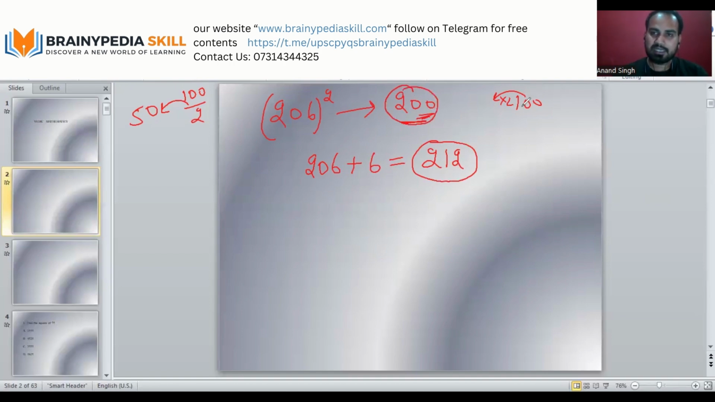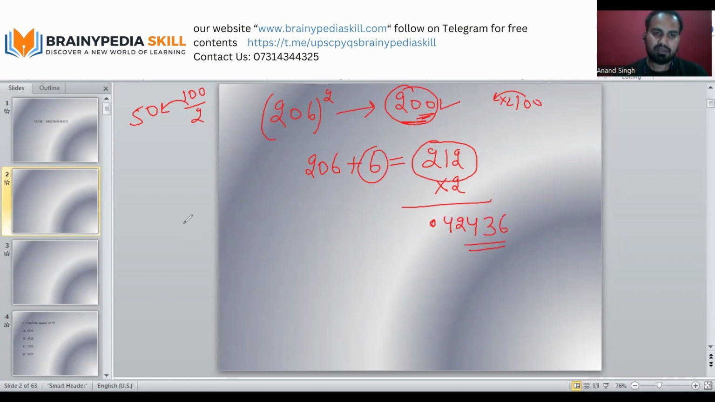Up to this particular point, just remember that we have twice the base, right? We have multiplied 100 by 2, then we have got the base as 200. Similarly, we have to multiply this number by 2, that will be 424, right? And what is the square of 6, guys? So 36. So 424, 36 will be the square of this number.